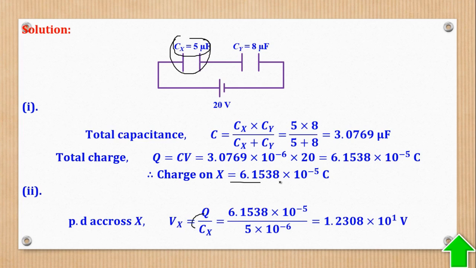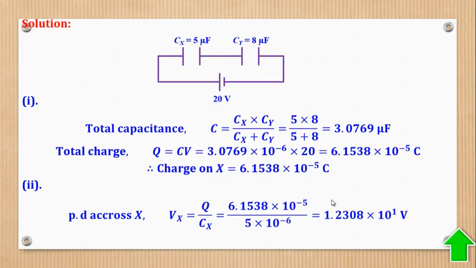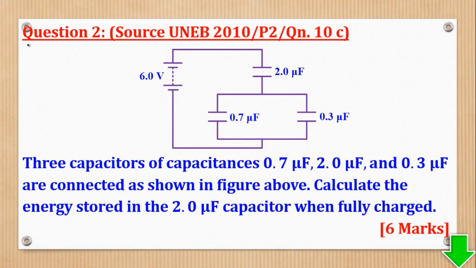So our Q is this and our capacitance is this, but we have to convert to farad. Then in the end we shall come up with this as the PD they wanted. So that was question 1.